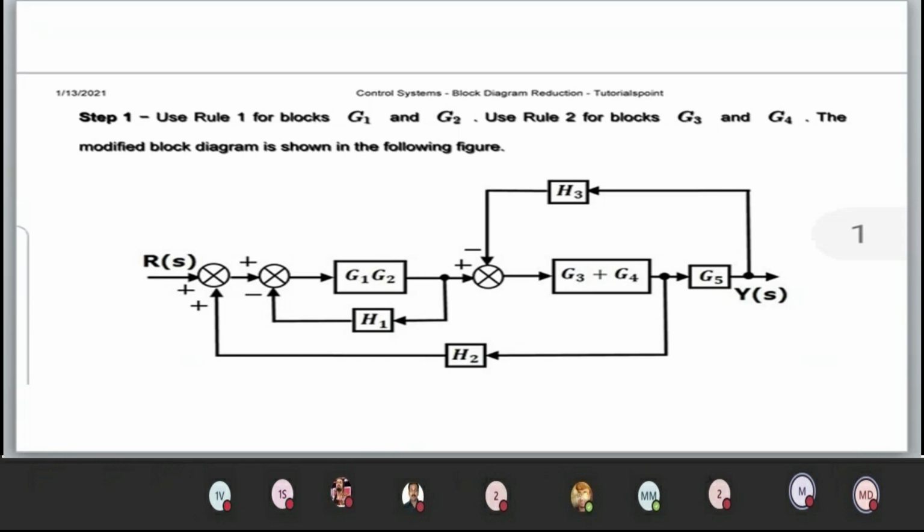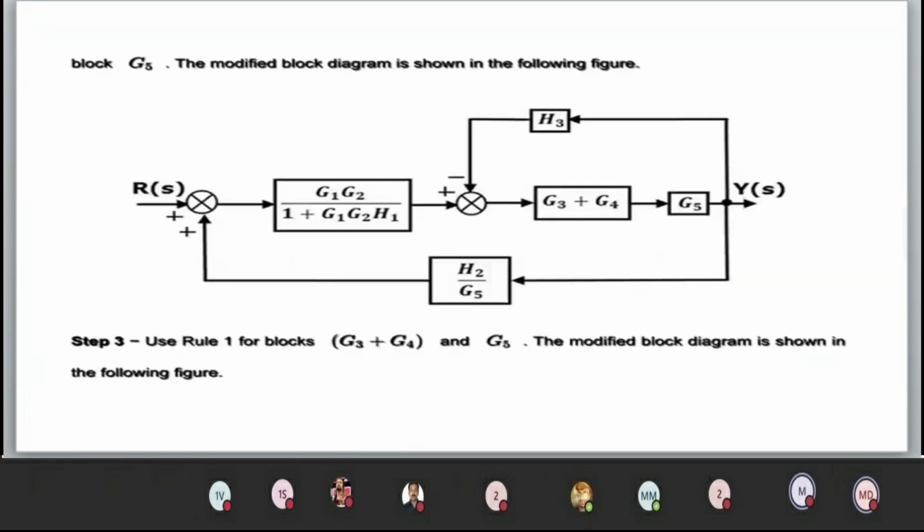Next, you can further simplify by taking the nodal point ahead of G5, or moving towards the right hand side of G5. For that, you have to divide by the block. Okay, so it becomes H2 by G5. Right?